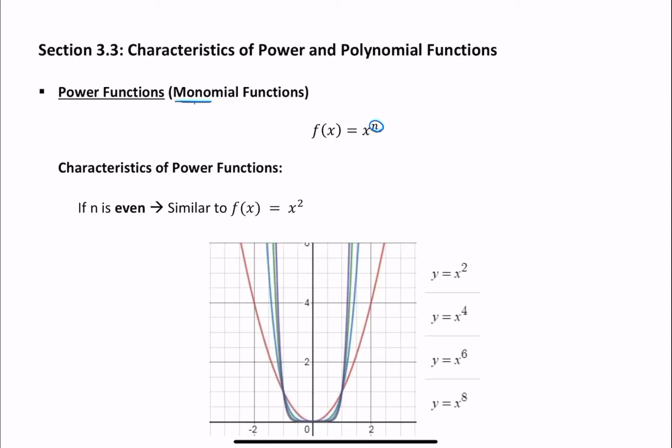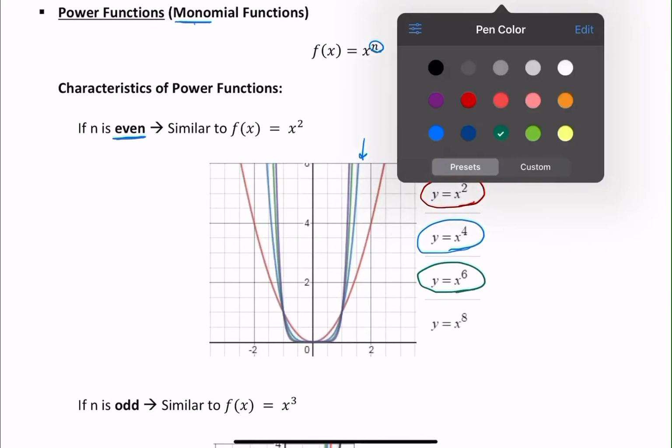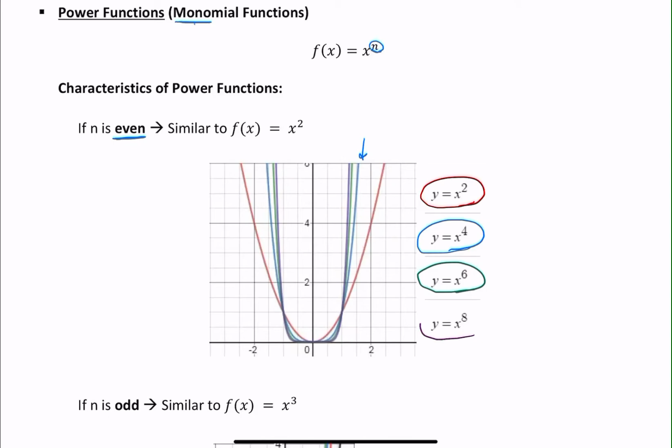But we're going to start with the power functions that have an even power. So if my n is an even number, I'm going to have a graph that's similar to a quadratic. So if you look here, the y equals x squared is the red graph. If I change the power to the fourth, so I'm increasing the power, that is your blue graph right here. The green one is the x to the sixth, and the purple one is x to the eighth.